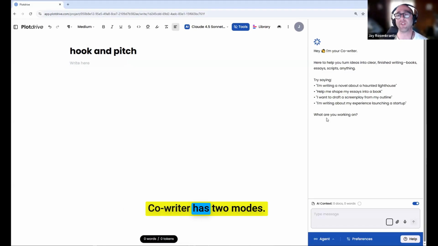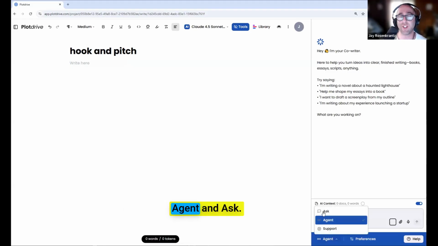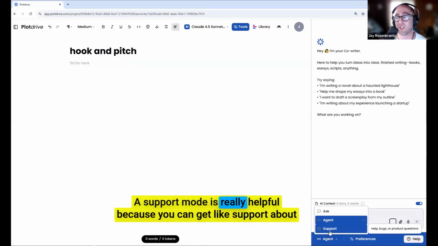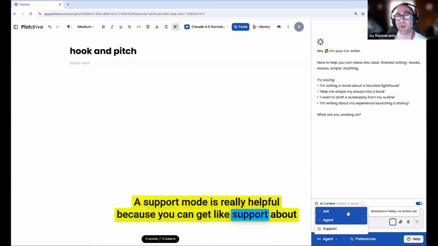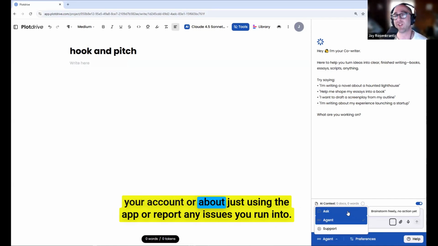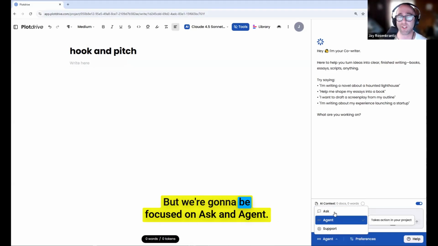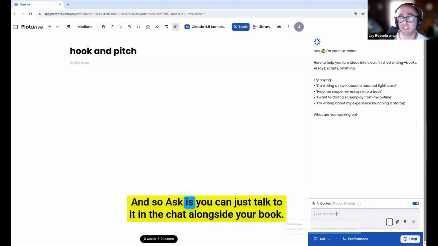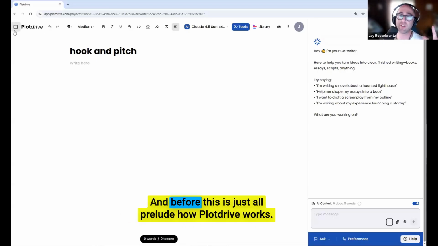Co-writer has two modes, agent and ask. It's also got a support mode. A support mode is really helpful because you can get support about your account or about just using the app or report any issues you run into. But we're going to be focused on ask and agent. And so ask is you can just talk to it in the chat alongside your book. And this is all just prelude to how Plotdrive works.